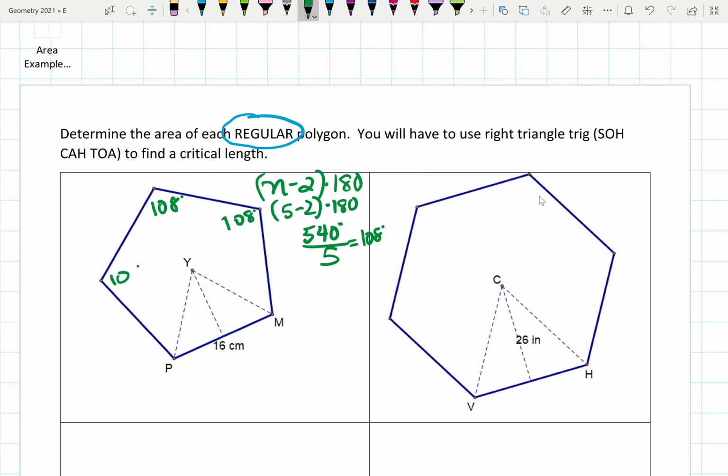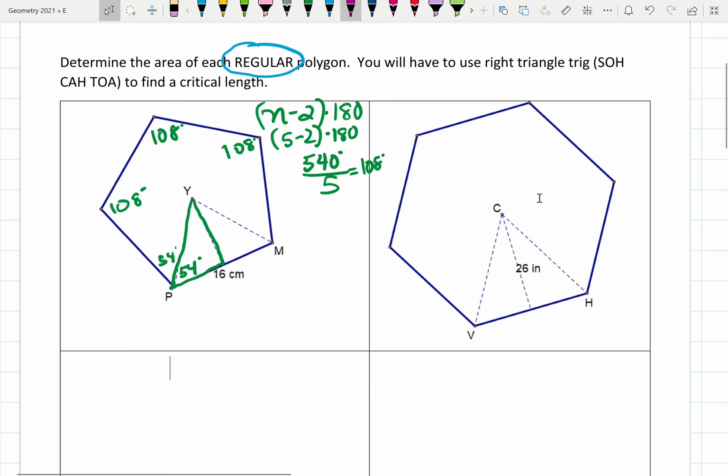But I need an angle in the triangle. So that 108 degrees gets split in half by the triangle that's here. And so I get two 54-degree angles. And it's that 54-degree angle that's going to allow me to do trig on this triangle to find its height. So again, I'm looking for the area of the isosceles triangle, but I'm going to use the right triangle that's half of that isosceles triangle to get the height.